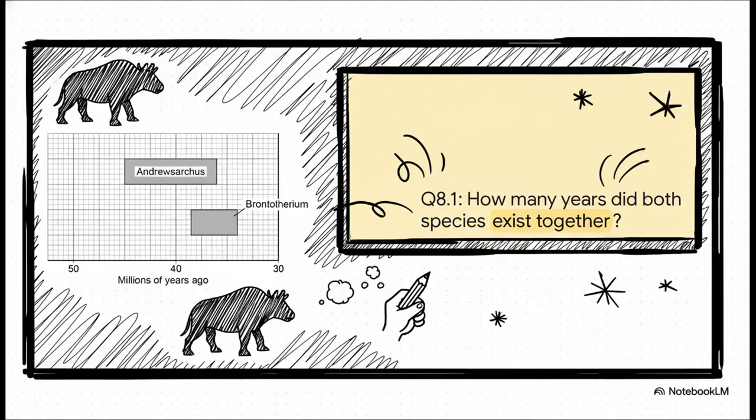Okay, so part 1, 8.1, gives us this graph. It asks for the number of years that both of these species were around at the same time. If you look at the slide, you can see those two shaded bars. They represent the time each mammal existed. The question is basically just asking us how long is the bit where these two bars overlap.